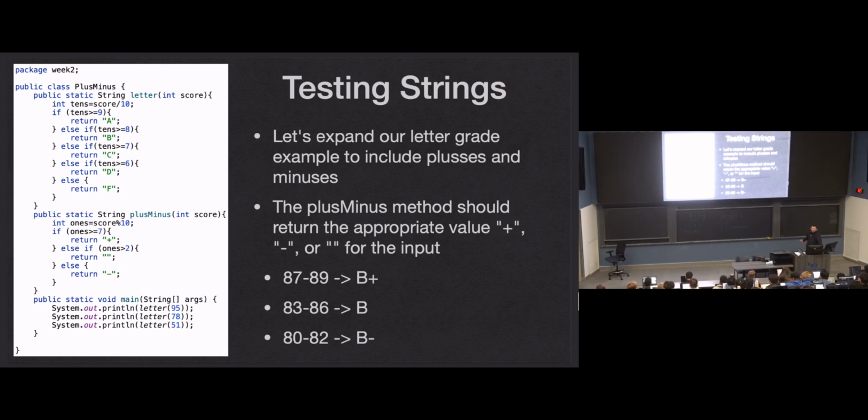Okay, let's revisit this code. So last time we saw this code, we saw the letter method. Now we're going to see the other half of this, the plus minus, to be able to compute whether the grade should be a plus, minus, or no modifier associated with it. I'll be very upfront with this, this is directly showing you how to do the sum of digits method. We're going to use the modulo operator here.